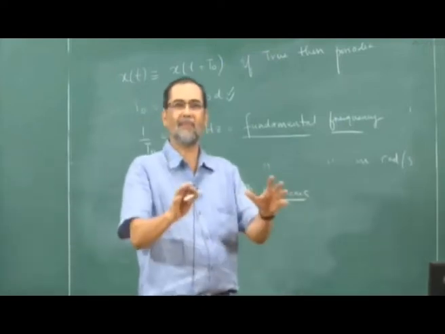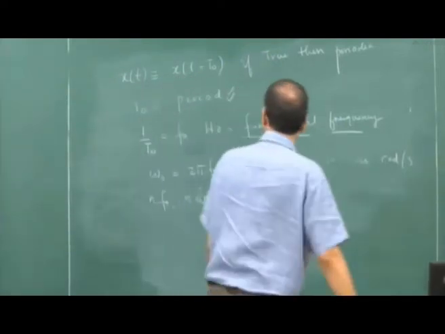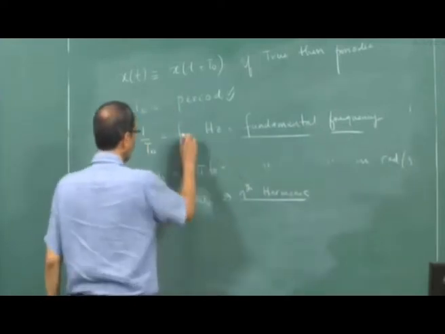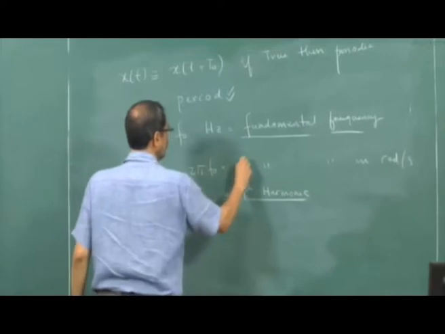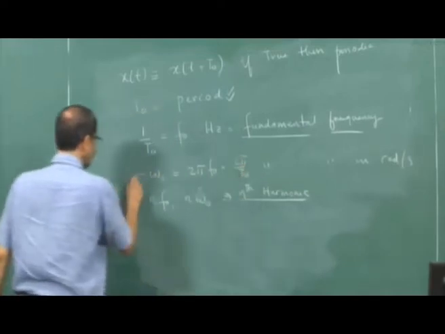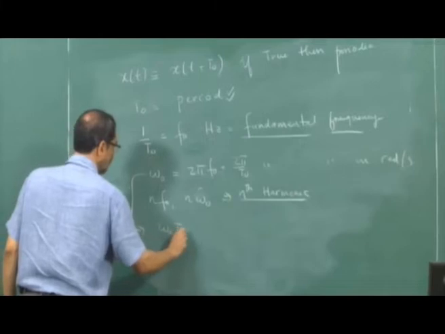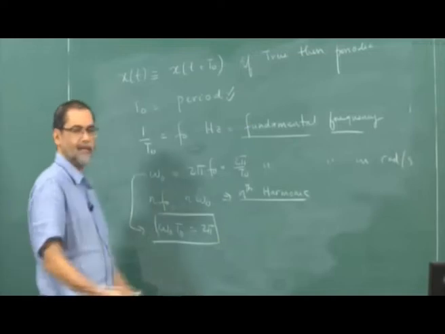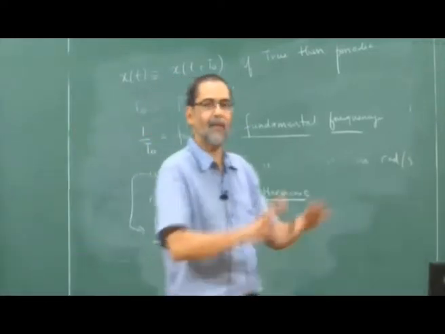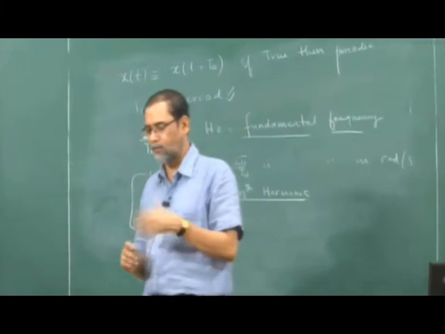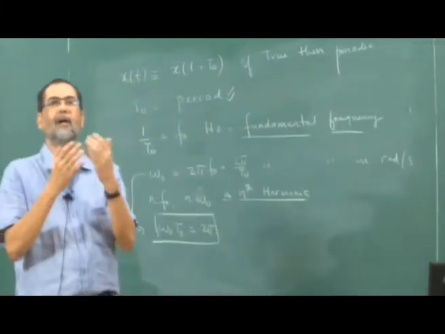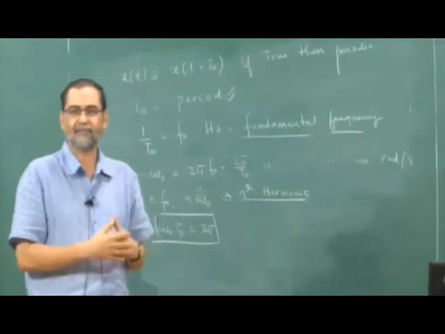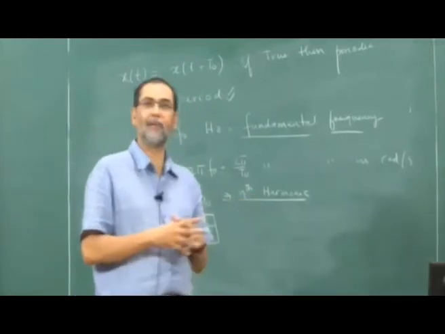These are the simple definitions. Omega naught is 2 pi into F naught, and F naught is 1 by T naught, so it is 2 pi by T naught. This means omega naught into T naught is 2 pi. This is another property that we make use of in several of our results. These are all the basic ideas that I want you to be familiar with. So I have periodicity, and the smallest value is T naught, which is called the fundamental period.